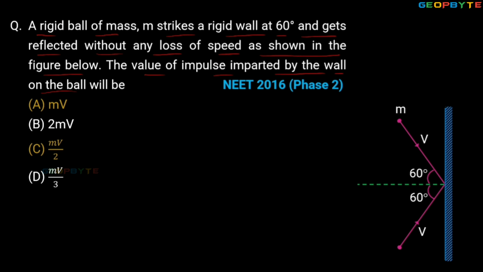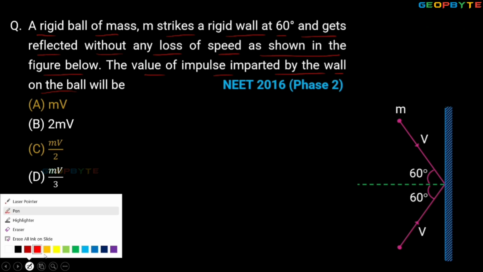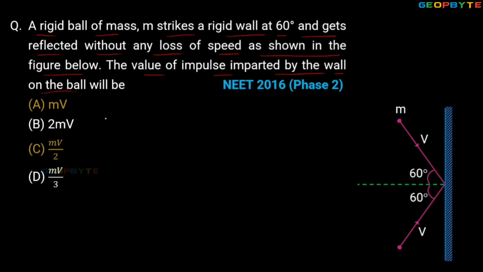A similar problem we have already done, if you remember. This kind of problem is also repeating. Now, it is asking for impulse. As you know, impulse equals change in momentum, not rate of change in momentum. Rate of change in momentum is force. Impulse equals just change in momentum.